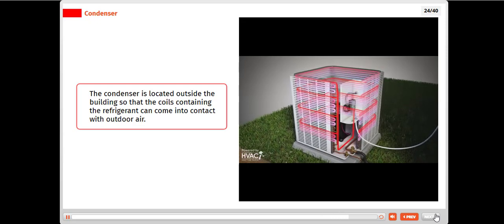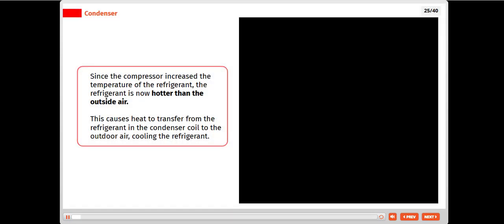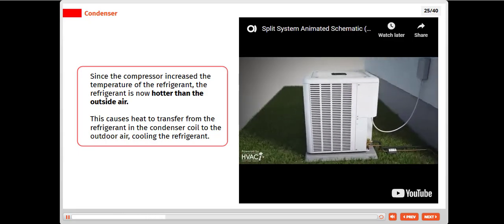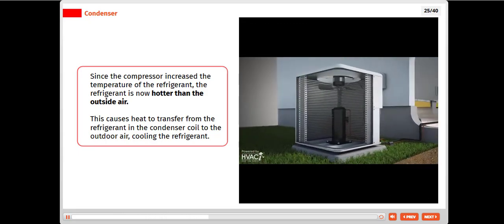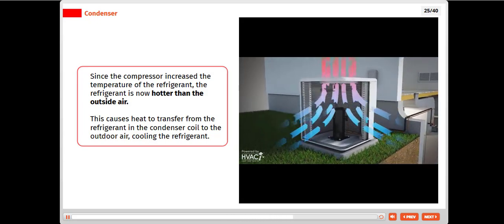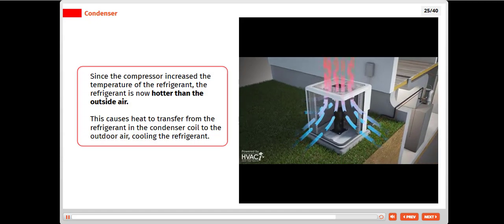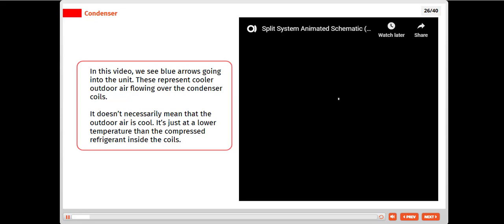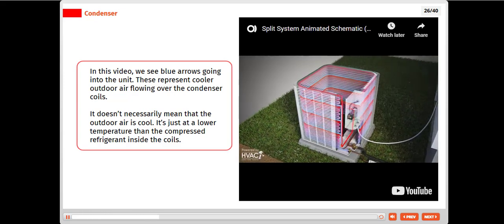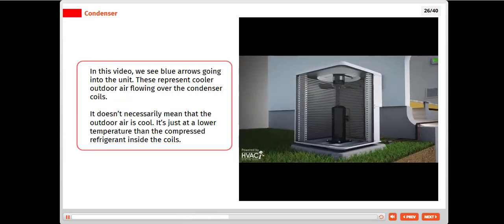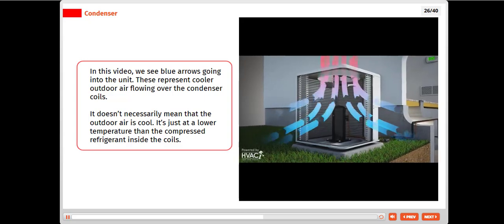Since the compressor increased the temperature, the refrigerant is now hotter than the outside air. This causes heat to transfer from the refrigerant in the condenser coil to the outdoor air, cooling the refrigerant. In this video, we see blue arrows going into the unit. These represent cooler outdoor air flowing over the condenser coils. It doesn't necessarily mean that the outdoor air is cool. It's just at a lower temperature than the compressed refrigerant inside the coils.